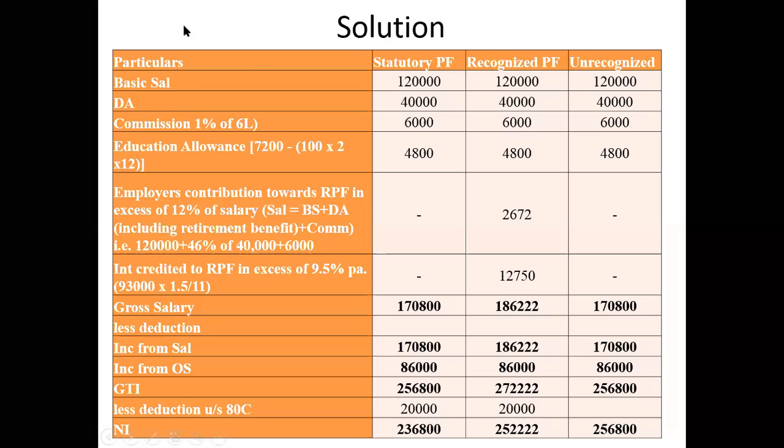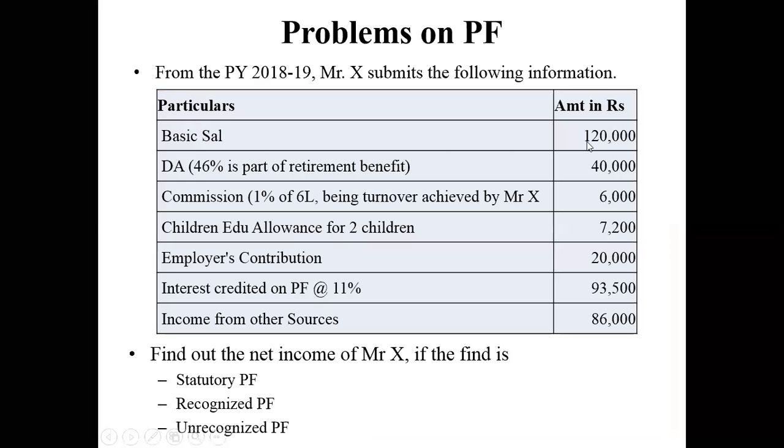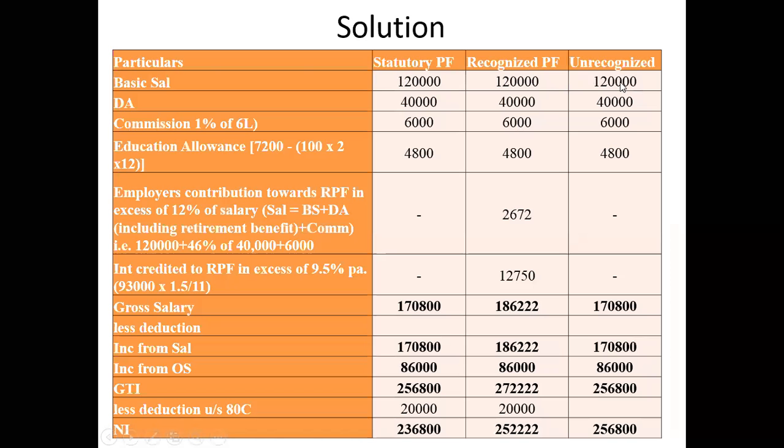It is very clearly told to you that we have to compute net income under all three heads, that is statutory PF, recognized provident fund, and unrecognized provident fund. Under all three heads, we have to take everything into account. Let us start with the basic salary. The basic salary in the problem is 1,20,000. The same amount without any change, I have mentioned under all three heads, because irrespective of whether you come under recognized PF or unrecognized PF, salary is going to remain the same.